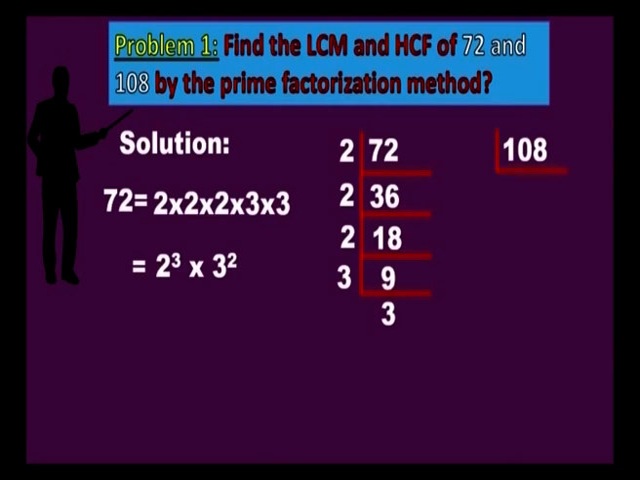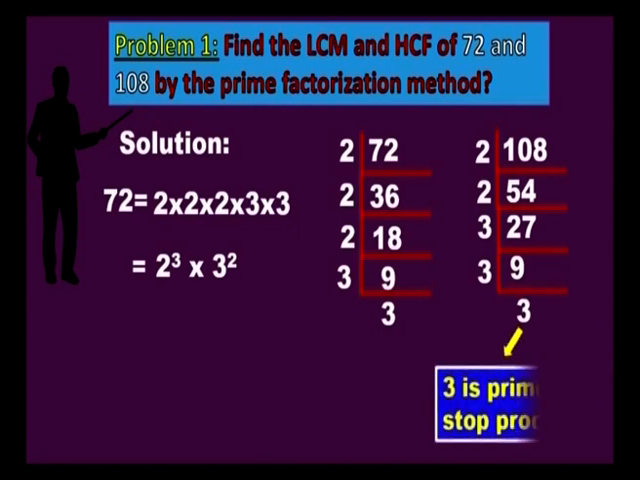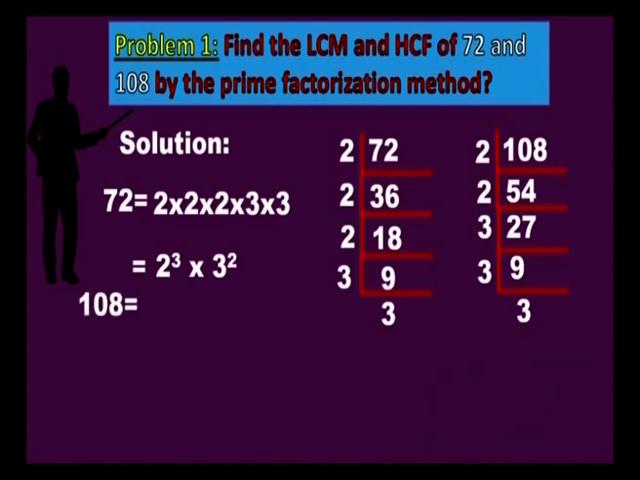108 prime factorization: 2 54s are 108, 2 27s are 54, 3 9s are 27, 3 3s are 9. Here 3 is a prime, so we stop the process, which we can write as 108 is equal to 2 into 2 into 3 into 3 into 3, which can be written in the power form as 2 square into 3 power 3.